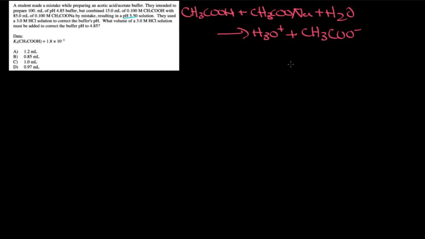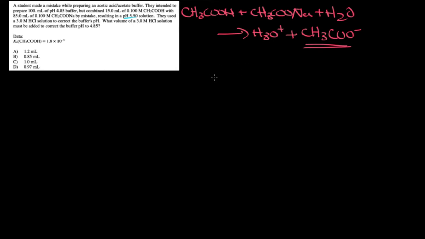And what we want to do is we have too much of this. So we want to add some HCl because HCl is a strong acid, and like all strong acids, they dissociate completely. And in doing so, we get to tack on a hydrogen ion. And this CH3COO minus can turn back into acetic acid, thus lowering the pH.